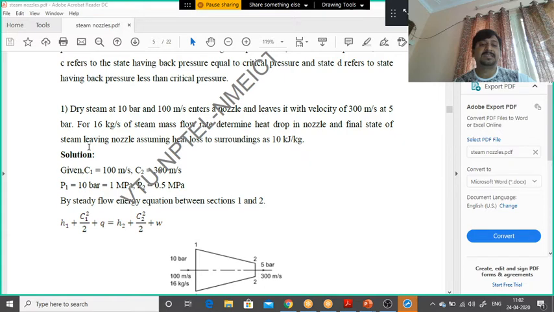So this is what has been given in the question. Let's start here. C1 is 100 meter per second, C2 is 300 meter per second, P1 is 10 bar, that is 1 megapascal, and P2 is 0.5 megapascal. Using this basic equation, we'll neglect the Q and W here.